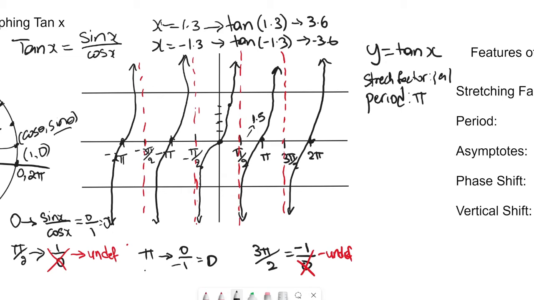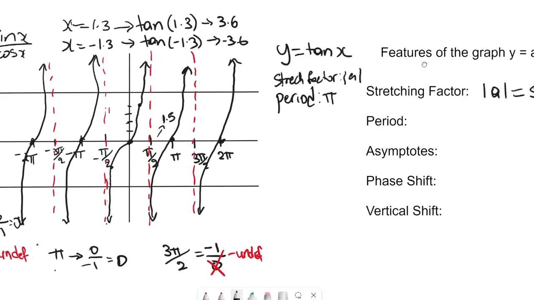And then, of course, what's still going to be in play here is, for instance, your domain and your range and those type of things. So if you look at this, your domain is not going to be any value you can think of, because there are going to be some values where you have asymptotes. So wherever cosine x is 0, we're going to have asymptotes. Okay, and so let's look at the more general form.